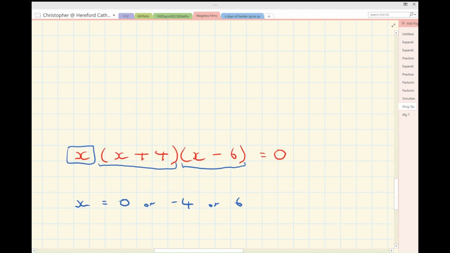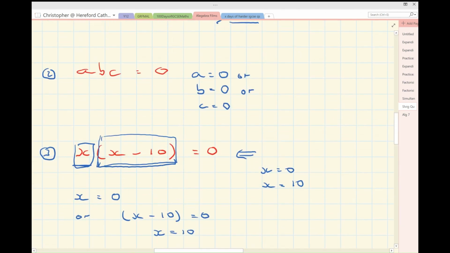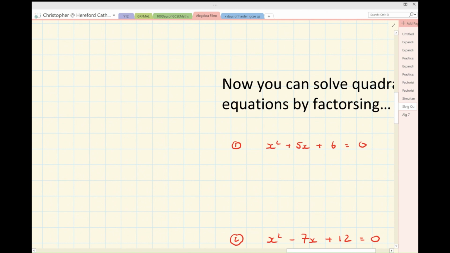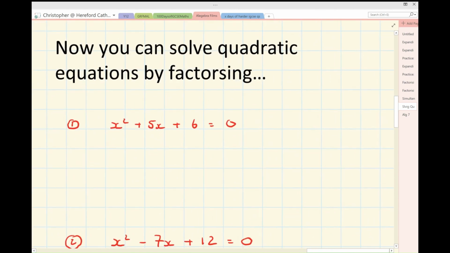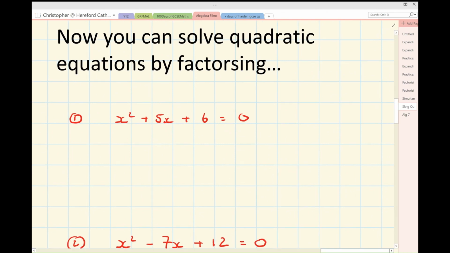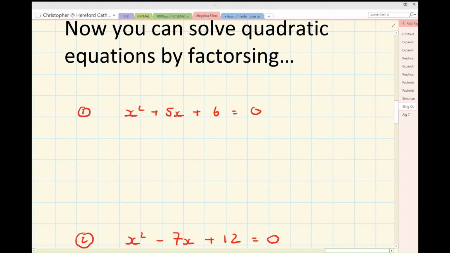Okay, right. So now we've used that understanding to solve those equations. And now, at last, we can work on solving quadratic equations by factorising. So here's a quadratic equation, number 1. It's set equal to 0, and I'm going to factorise the left-hand side.